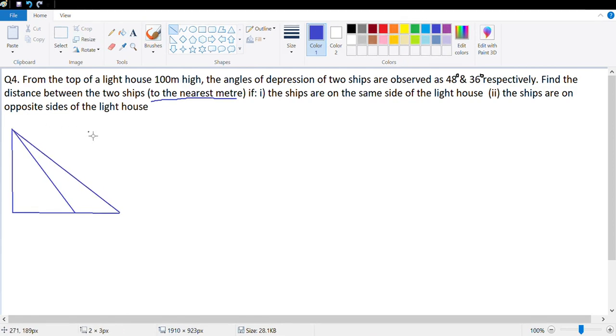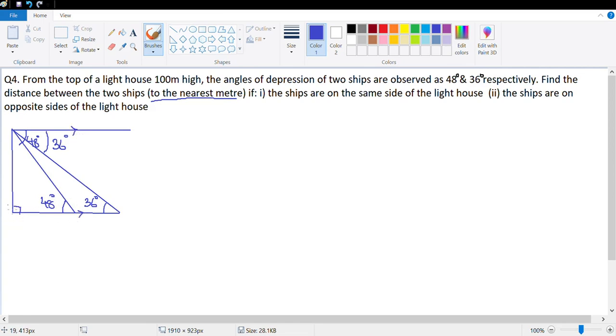Common mistake which students do, which I'm highlighting, they clearly end up writing this as 48 and this is 36. Please note, angle of depression is the angle which the line of sight makes with the imaginary horizontal axis. So first thing important is for you to draw the horizontal axis. So the bigger angle here is 48 degree, the smaller angle is 36 degree. So this is 36 degree, this is 48 degree, because these are parallel to each other.